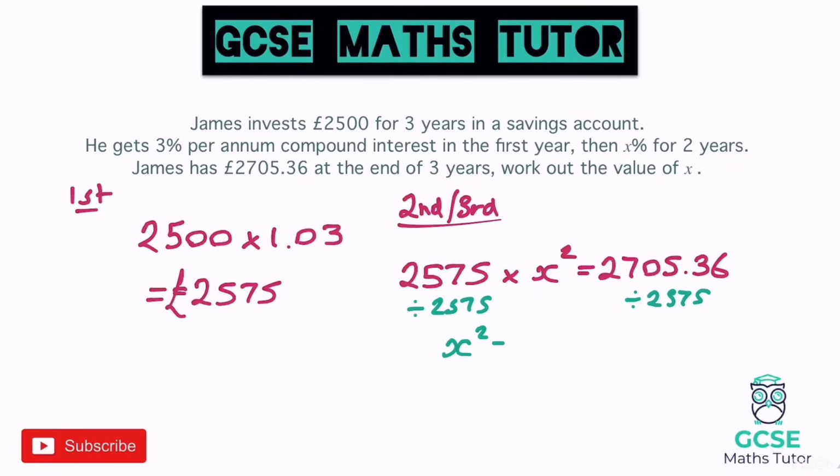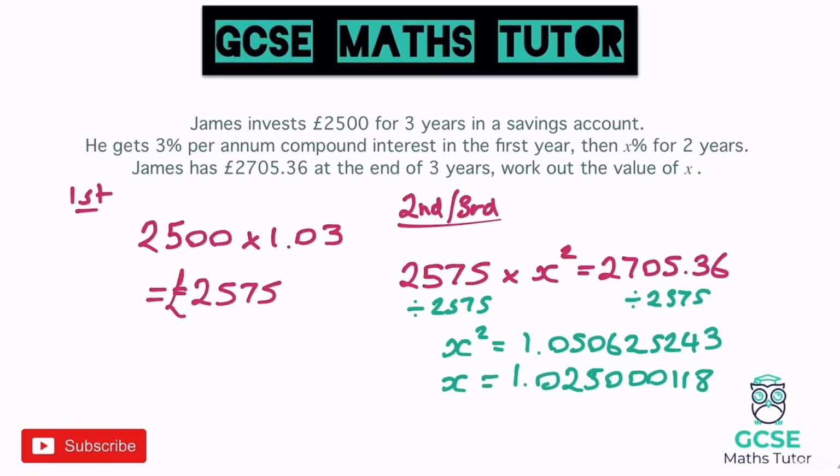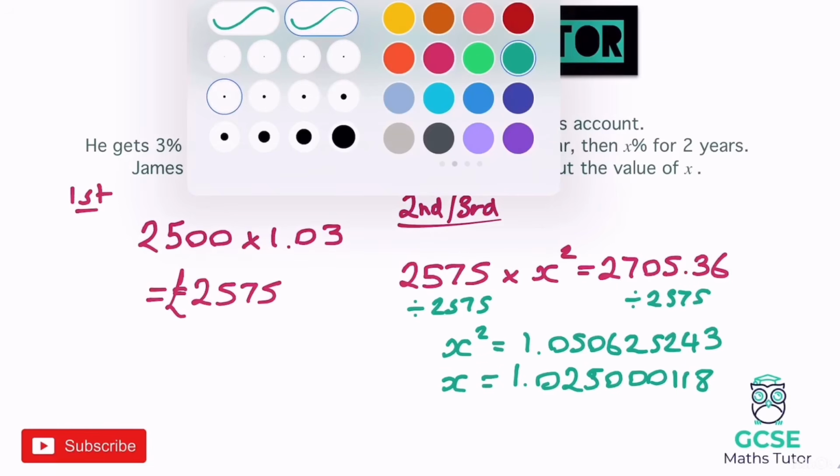So x squared is going to equal, and again let's just do this on the calculator, 2,705.36 divided by that gives us this answer here, 1.050625243. Now that's obviously the value of x squared, so we need to square root both sides. So if we square root that answer, we get the answer 1.025000118. So that gives us our little percentage here. So it's hidden within this decimal.